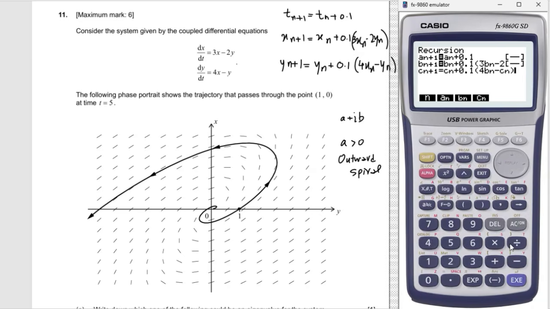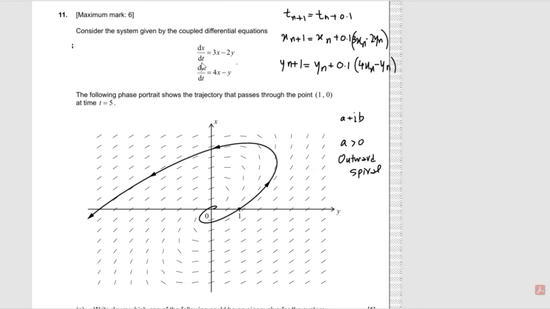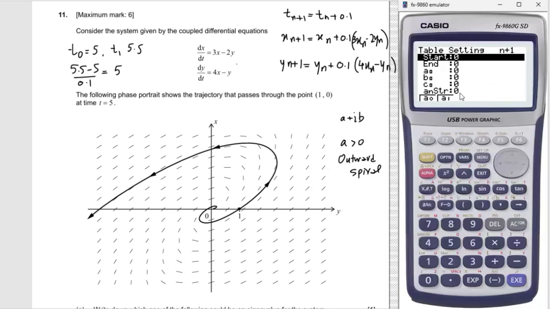Okay, once these values are set in, before going into the table, always set your values. Like, what's the start? What's the end? So for the number of recursions, you can apply this idea since we are starting from t0, which is 5, to 5.5. Like t1, you can say whatever you want to say. So find the difference and divide by the step length. So that's going to be 0.5 divided by 0.1, which is 5. So we need 5.